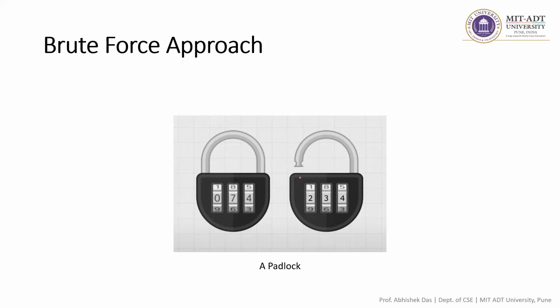But let's say that the padlock is having a combination of 234. So let's say the padlock is having a combination of 234, that is a correct password. And if you know the combination, it is actually fairly simple to open it, right? But what if you don't know the combination? And still you want to open the padlock desperately, then what are you going to do in that case?